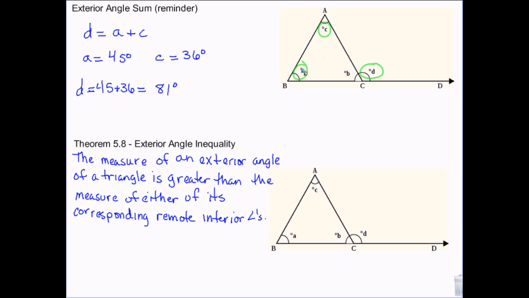If A plus C equals D, then it only makes sense that D would have to be bigger than either A or C. So little d is greater than A, and it's greater than C. Okay, and this is true for any exterior angle. You draw any exterior angle on any triangle, it is going to be bigger than either of the angles on the other side.